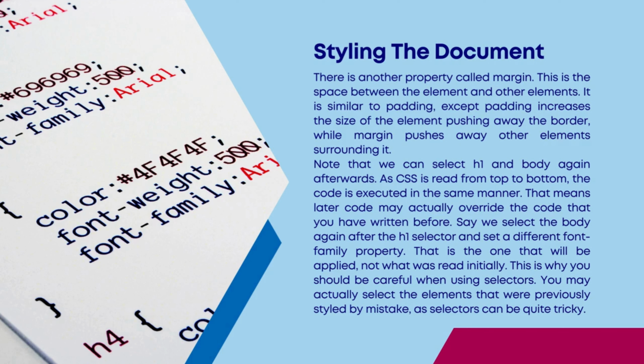Note that we can select H1 and body again afterwards. As CSS is read from top to bottom, the code is executed in the same manner. That means later code may actually override the code that you have written before. Say we select the body again after the H1 selector and set a different font family property. That is the one that will be applied, not what was read initially. This is why you should be careful when using selectors. You may actually select the elements that were previously styled by mistake, as selectors can be quite tricky.